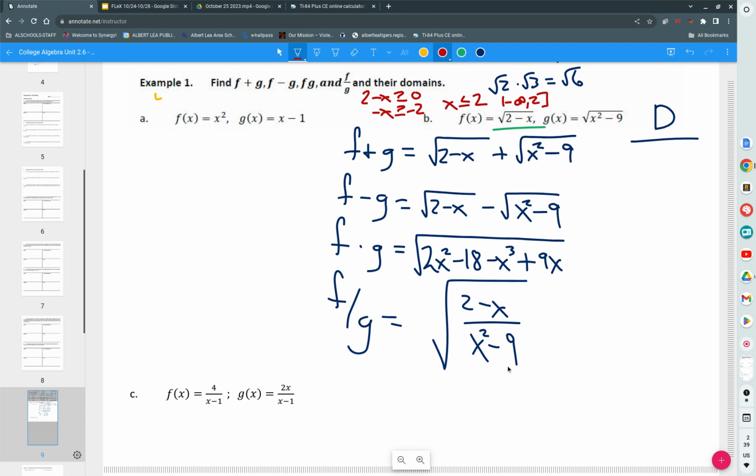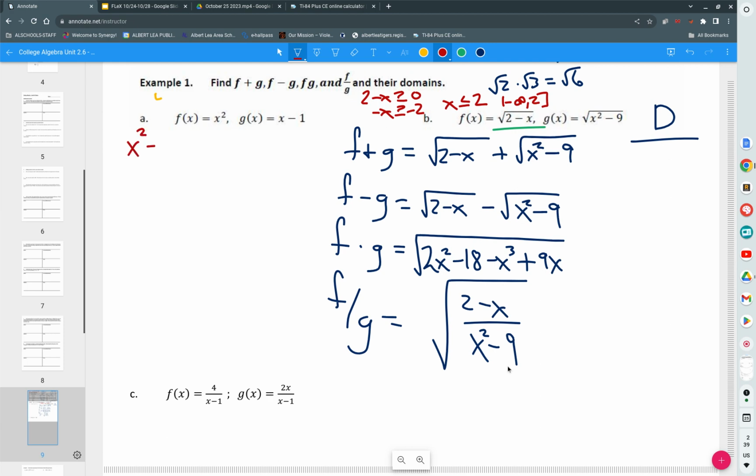Why did I set it greater than or equal to 0? Because you can't take the square root of a negative number, okay? So I ensure that if I'm going to plug in anything between negative infinity and 2, that that's going to be the square root of a positive number, okay? So that was the easy one. Let's do the more difficult one.